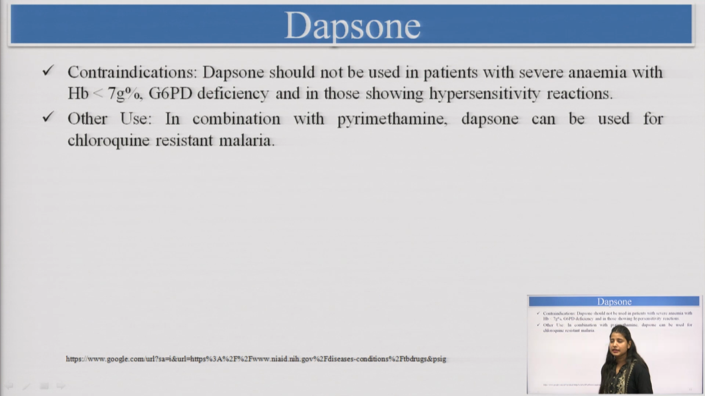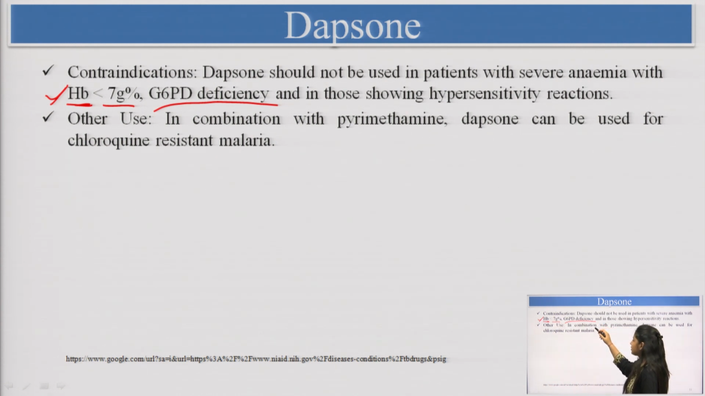Now it is contraindicated in patients in whom the hemoglobin is less than 7, because hemolytic anemia is common. In G6PD deficient patients also there will be anemia. So the drug is contraindicated. For persons showing a hypersensitivity reaction, we have to check on them.